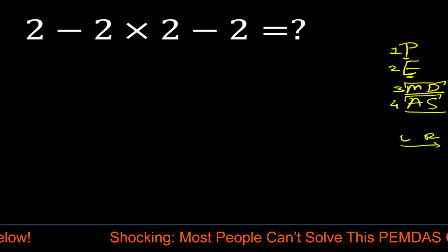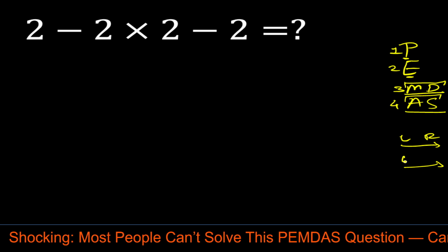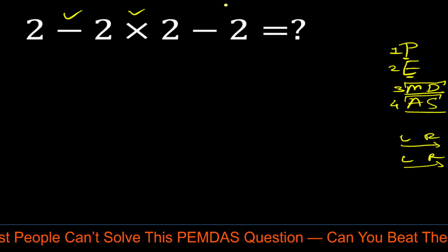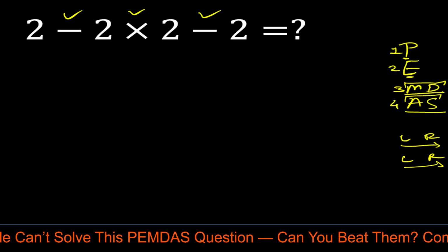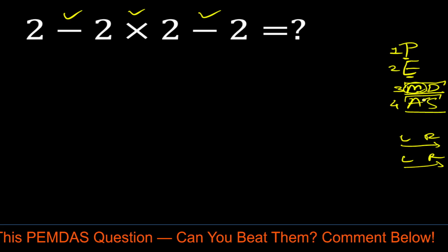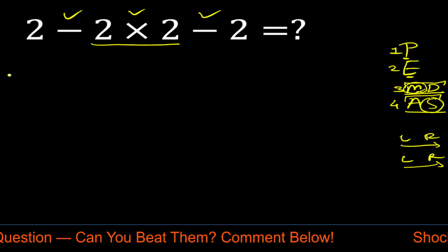Then fourth and last priority is addition and subtraction. Also addition and subtraction both have equal priority. So we have to solve it from left to right. So in this question, here we have subtraction, here multiplication, and here subtraction. So according to the PEMDAS rule, first we have to solve multiplication, then we have to solve subtraction, right? So first we have to solve this multiplication.